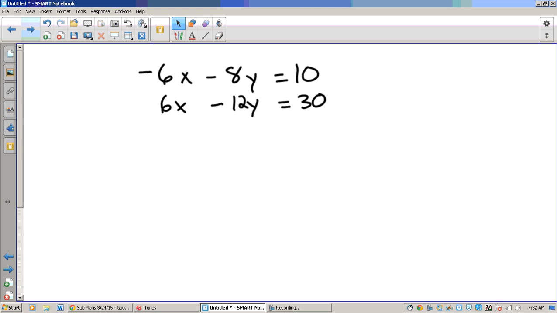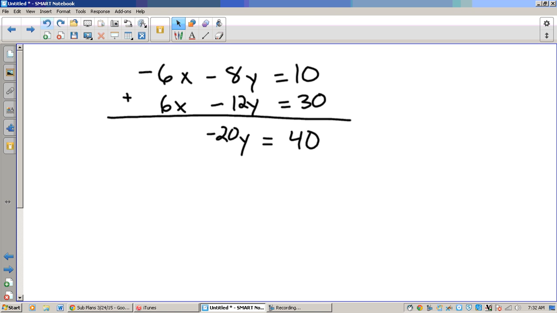Right away what I see is I've got 6x and negative 6x. That to me is what I can eliminate. So if I add these two together, 6x and negative 6x equals 0x. And I've got negative 12y and negative 8y. That's negative 20y, and 30 and 10 is 40. Okay, so then I divide by negative 20, and y then equals 40 divided by negative 20. 20 times 2 equals 40, so y equals negative 2. And it's as simple as that.